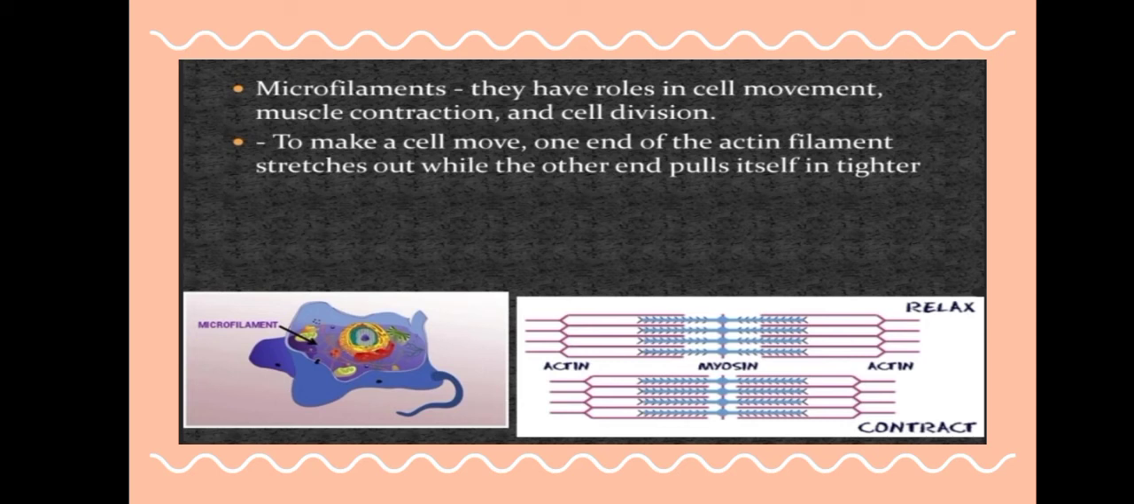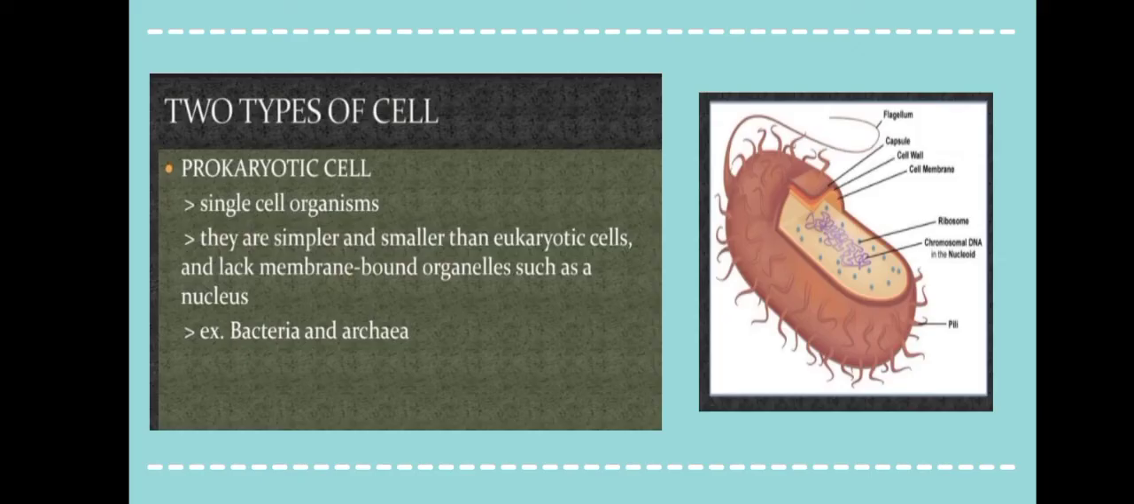They have roles in cell movement, muscle contraction, and cell division. And to make a cell move, one end of the actin filament stretches out while the other end pulls itself in tighter. And next, here is the second type of cell, called prokaryotic cell. This is a single-cell organism, and they are simpler and smaller than eukaryotic cells and lack membrane-bound organelles such as a nucleus. Examples here are bacteria and archaea.